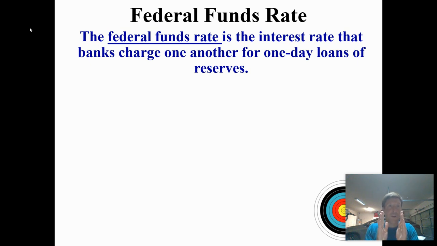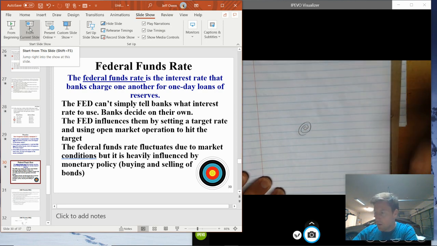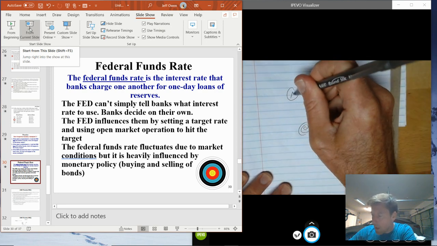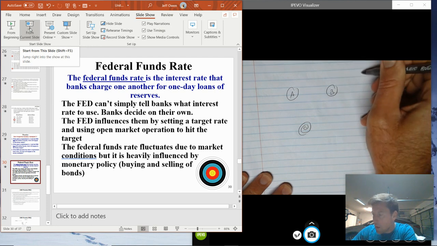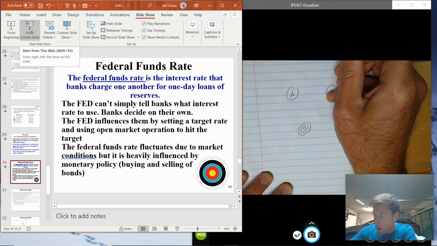They can go to the Fed and borrow money, or they could go borrow from another bank. Because what if you're another bank, like Bank of America? Let's say, I've got Bank A, I've got Bank B, I've got Bank C, and I've got the Fed up here.